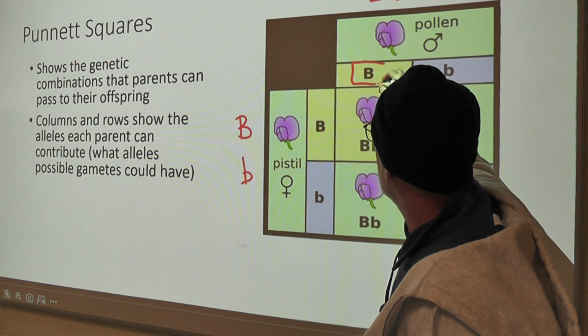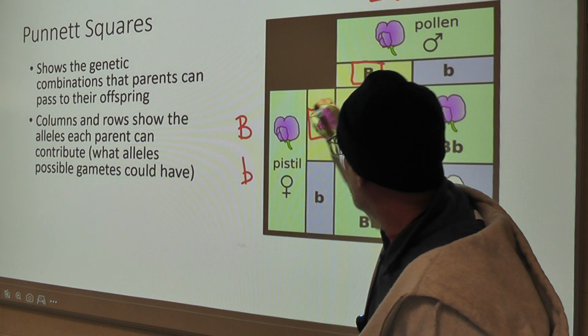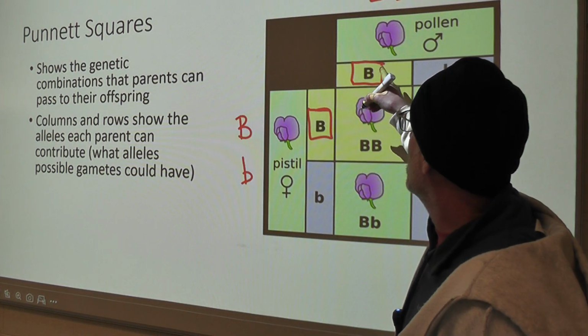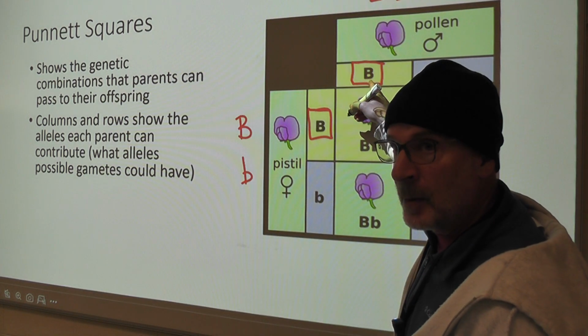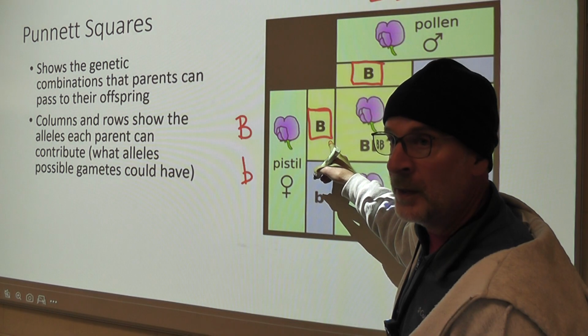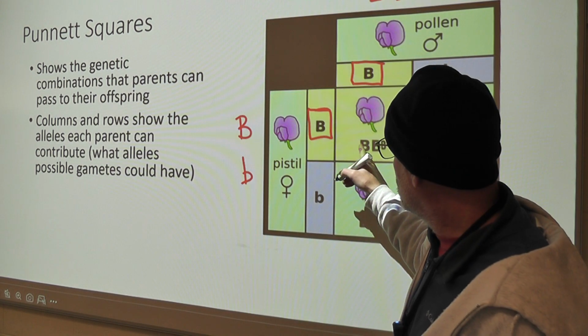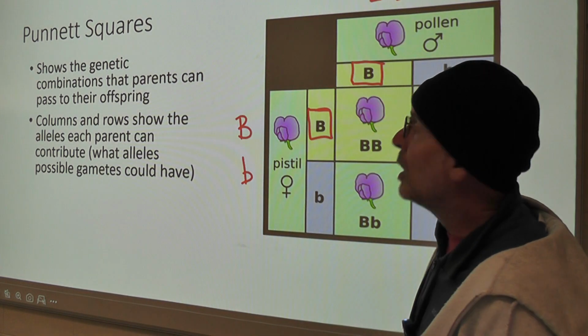The dominant allele from the male could match up with the dominant allele from the female. This would be a sperm that happens to have the dominant allele in it and an egg that happens to have the dominant allele in it. When they fuse, the resulting organism would have 2 dominant alleles.